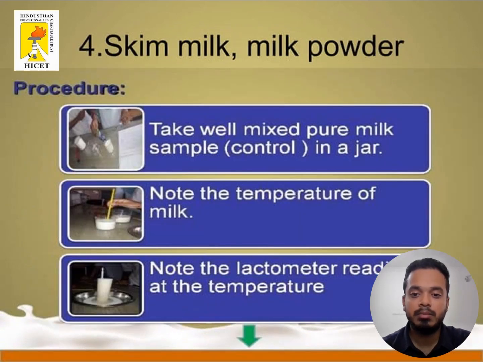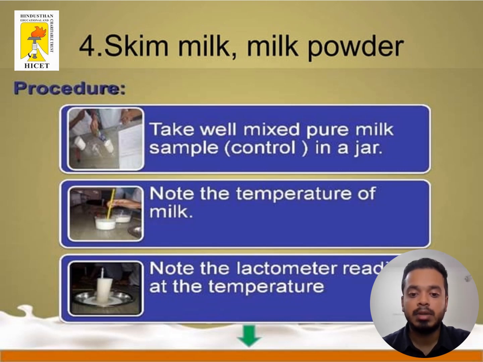So addition of skim milk or milk powder is legally prohibited. Legally allowed to some extent, but still the people use more. Industries use more milk powders to adulterate milk. So to find out that, take well mixed pure milk sample in a jar.